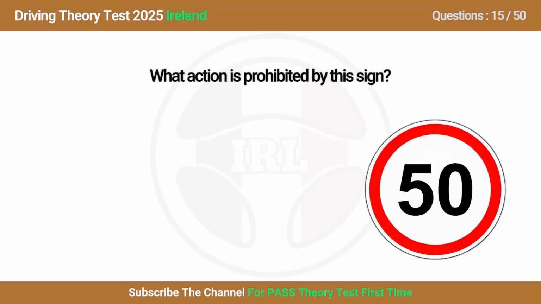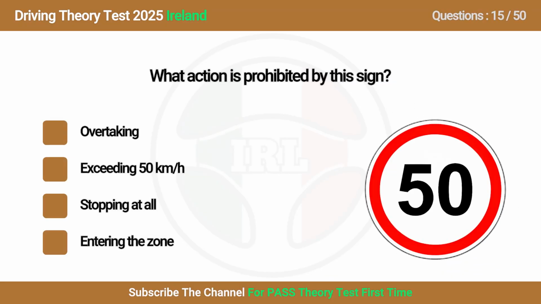Question 15. What action is prohibited by this sign? A, overtaking. B, exceeding 50 kilometers per hour. C, stopping at all. D, entering the zone.